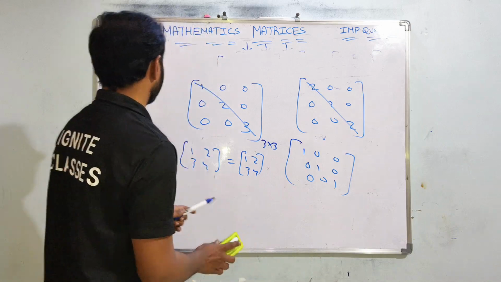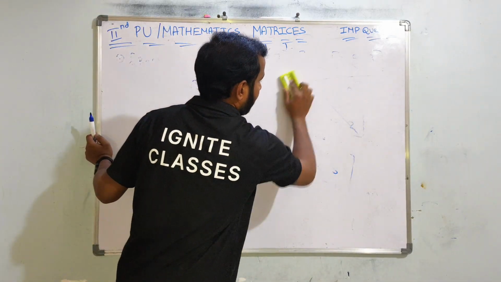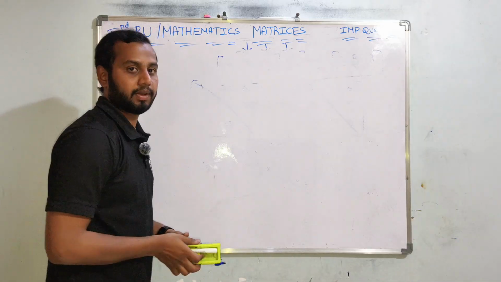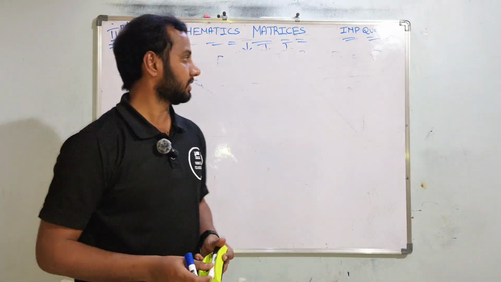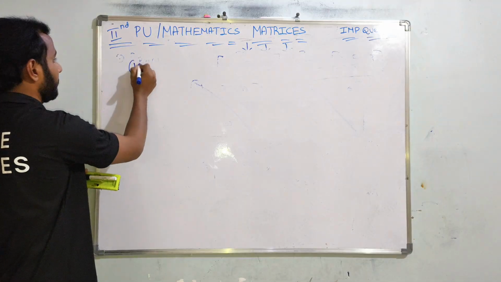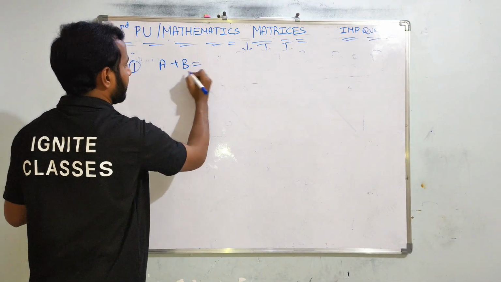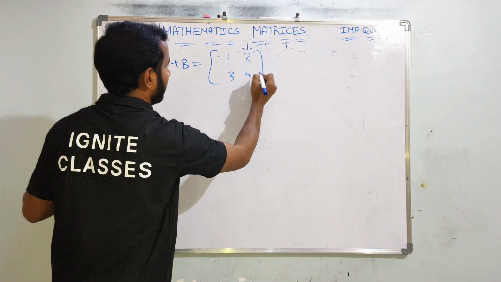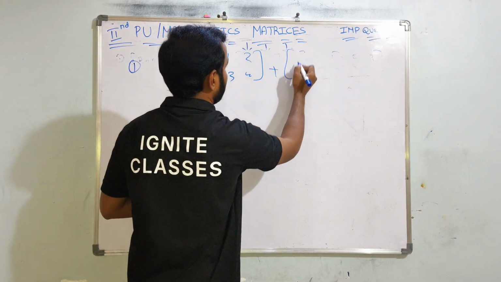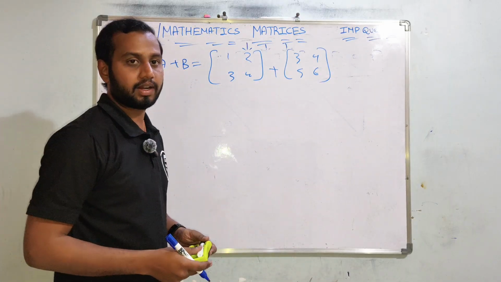After the types of matrices, we'll be having the addition of matrix, subtraction of matrix, multiplication of matrix, and scalar multiplication of the matrix. Let us know addition of the matrix. Addition of matrix is nothing but A plus B. If the matrices are 1 2 3 4 and 3 4 5 6, remember the condition for addition of the matrices.